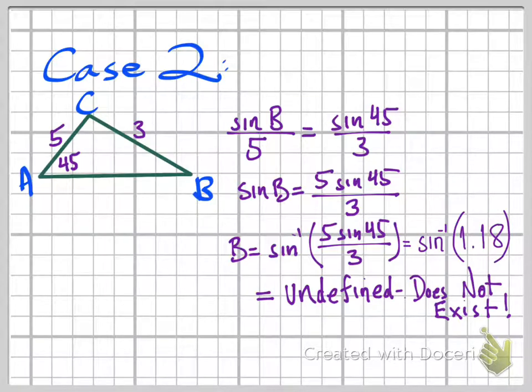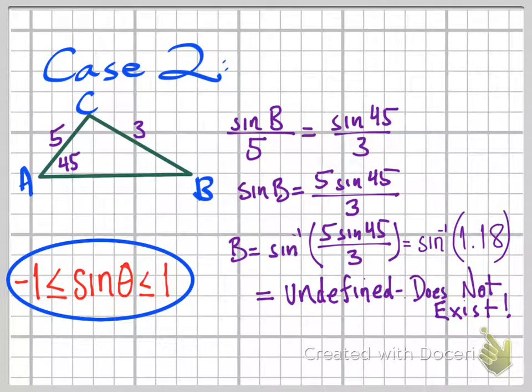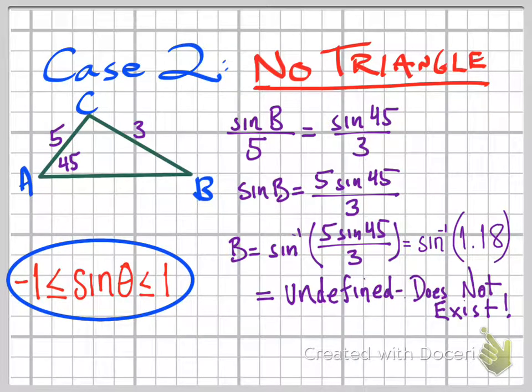And that is because, my friends, the sine of an angle is always between -1 and +1. There is no angle that has a sine greater than 1. So the inverse sine of 1.18 just does not exist. That means there's no triangle possible with the information that we were given. It just can't work.